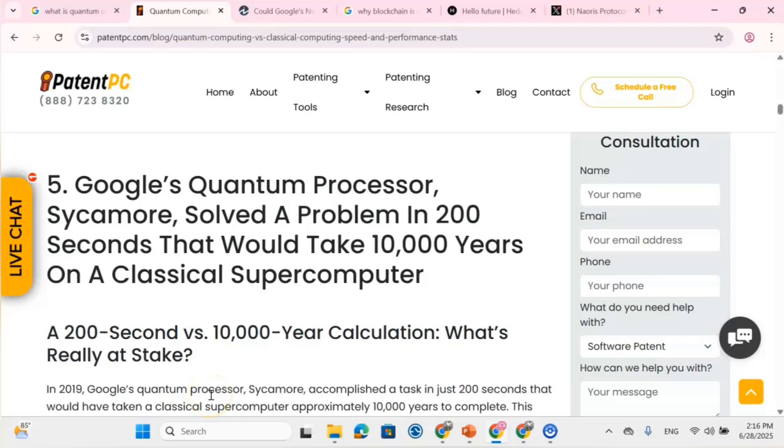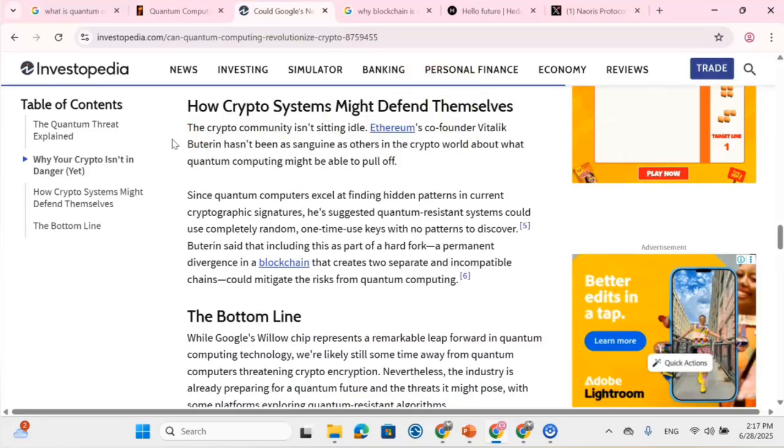Google quantum processor Sycamore solved a problem in 200 seconds that would take 10,000 years on a classical computer. Not just a classical computer, a classical supercomputer, to be able to do that. This is mind-blowing. The issue here is that there's proof that this quantum computer can actually destroy a blockchain. That was why I asked that question.